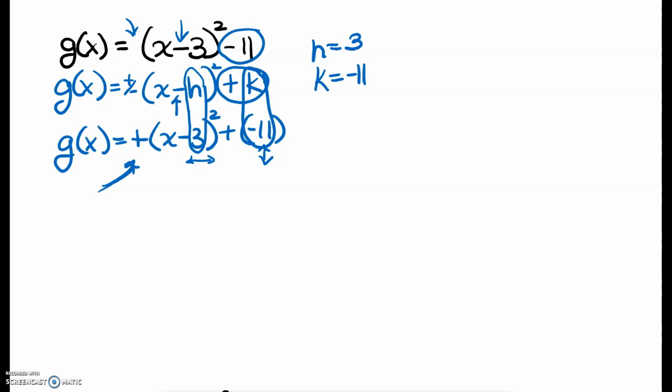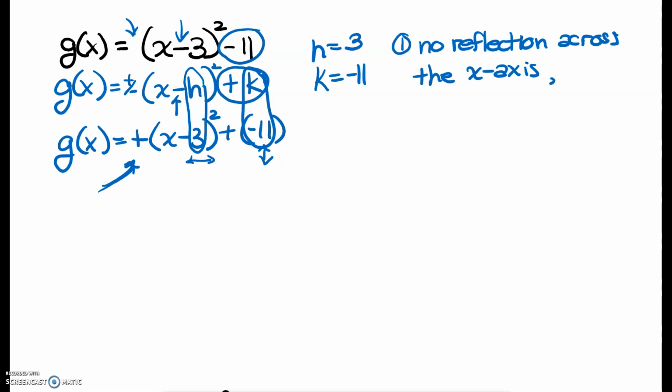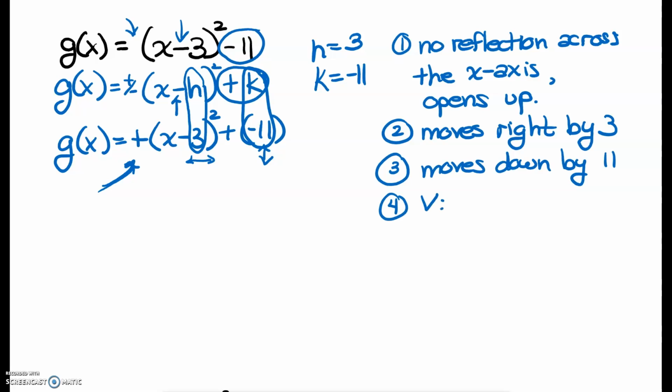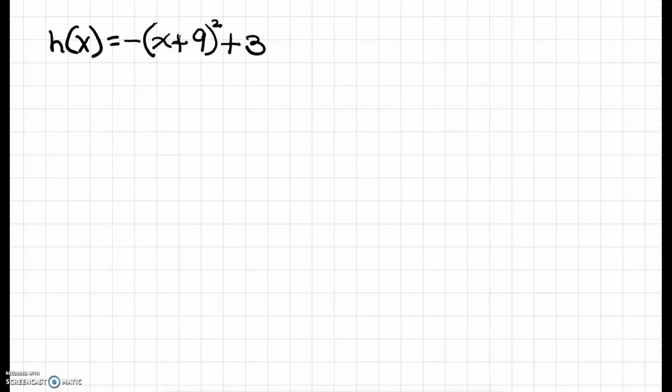I have this plus in front, so that tells me I have no reflection across the x-axis, or the graph opens up. My h value is positive, so this graph moves right by 3. My k value is negative, so my graph also moves down by 11. And then my vertex is h comma k, 3 comma negative 11. Okay, I believe this is the last example.